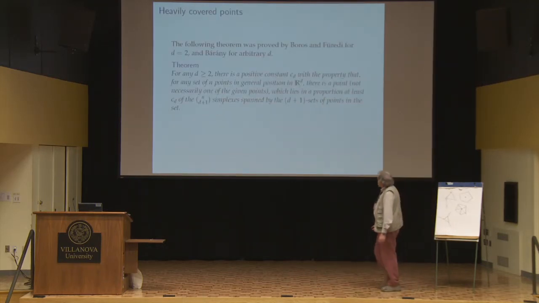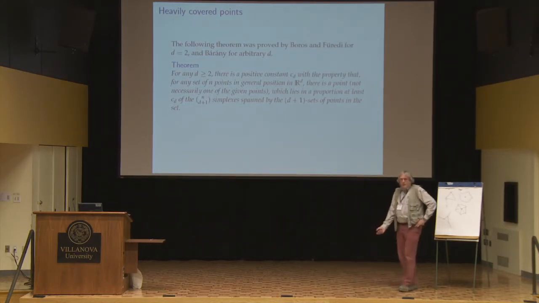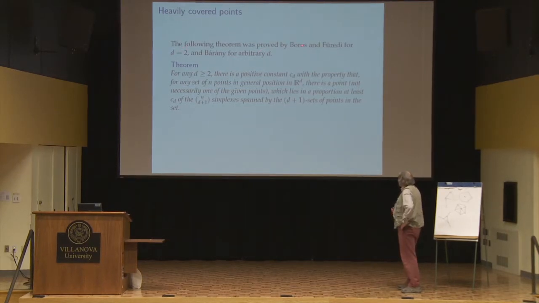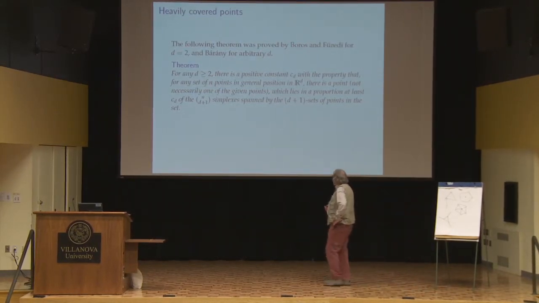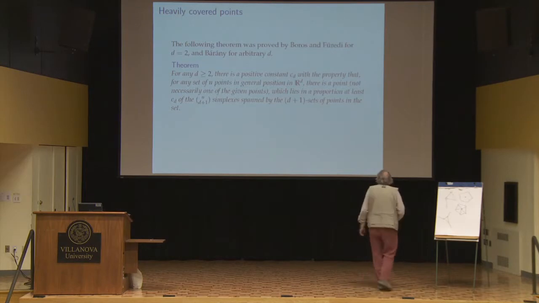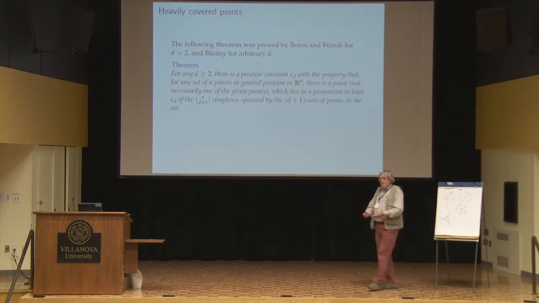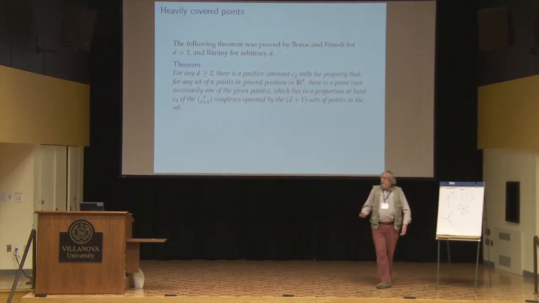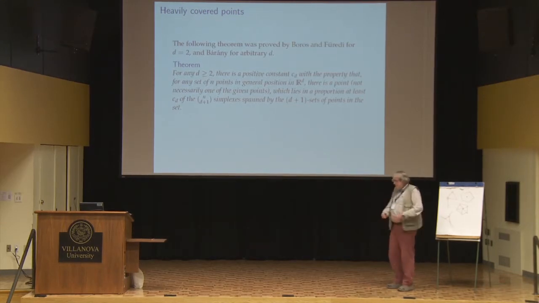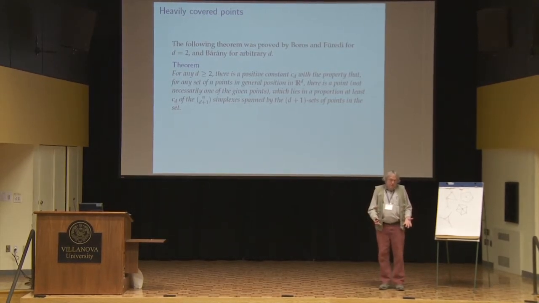So, first we come on to the following problem. This is a problem purely in Euclidean geometry and appears to have nothing to do with graphs at all. But in two dimensions, Bárány, and Füredi in arbitrary dimension, this was the problem that they considered. You take a set of points, any old set of points, n points in general position in d-dimensional space. That means no three of them on a line, no four in a plane, so on, no d plus one in a hyperplane, right? So that means you choose any d plus one of these points, they form a simplex, d-dimensional simplex.